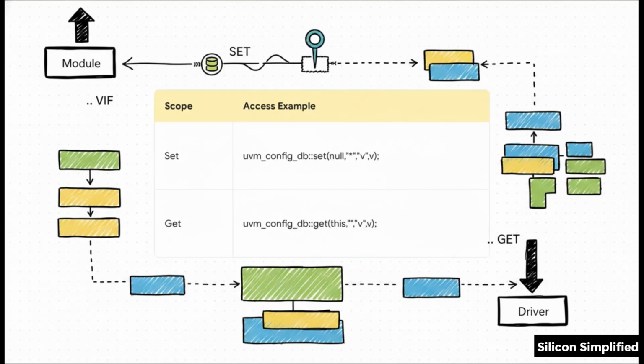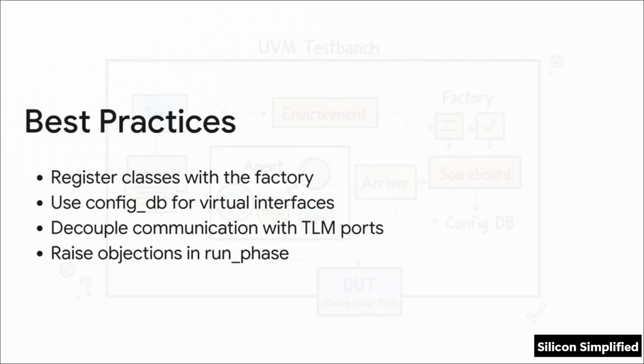Think about how we pass virtual interfaces, the actual pointers to our hardware pins. At the top of your module, you use the set method to drop the virtual interface into the database, labeling it with a string path like VIF. Then, deep down at the leaf node of our hierarchy, the driver, you use the get method to pull it right back out. You've instantly bypassed all the middle management layers of the hierarchy, keeping your code super clean and isolated.